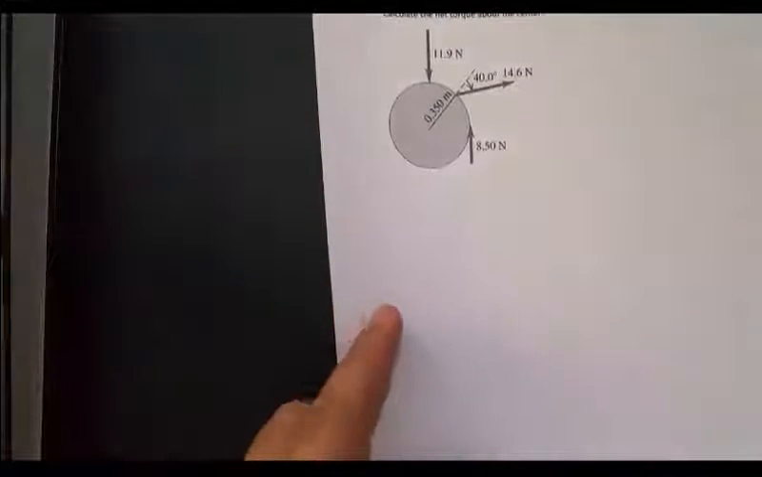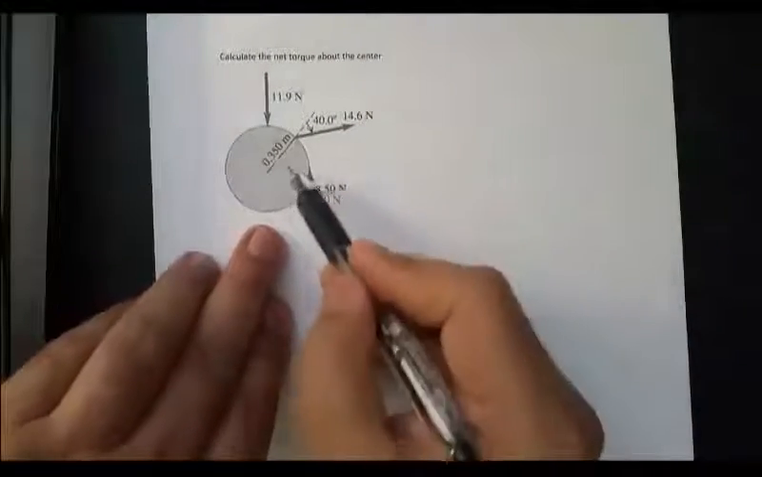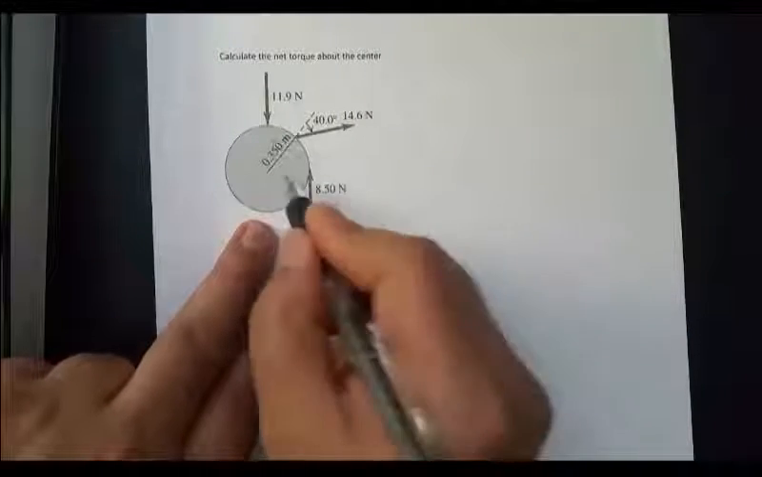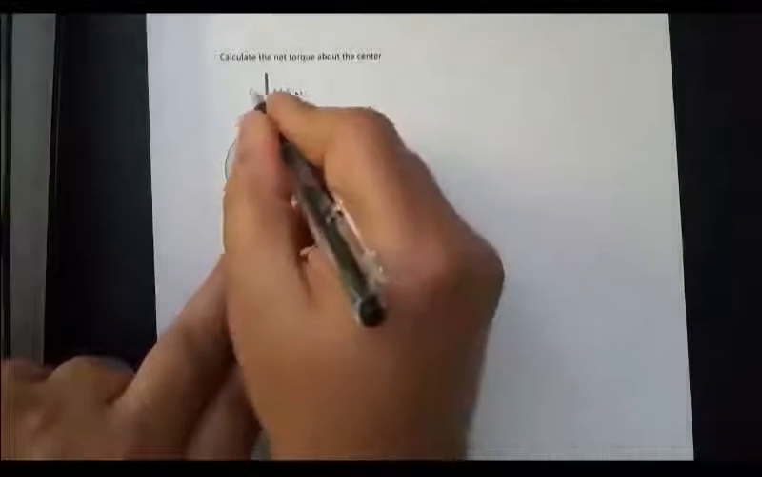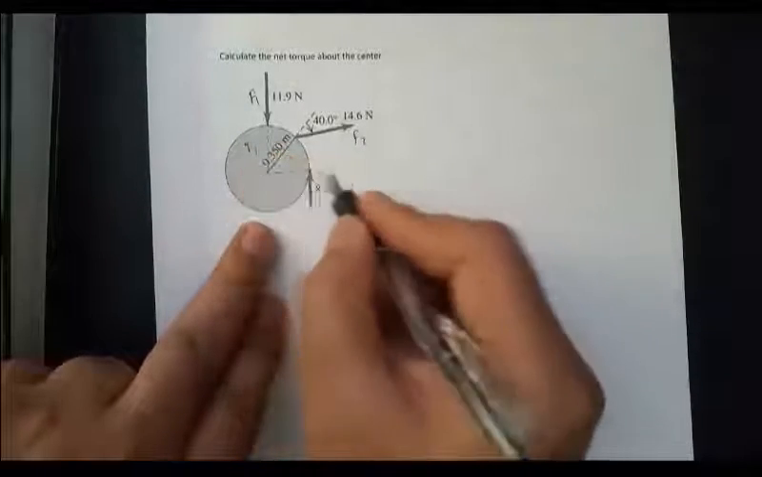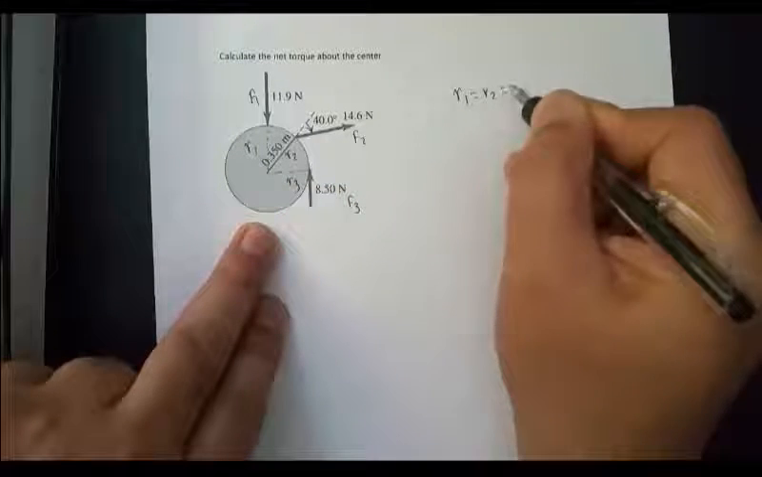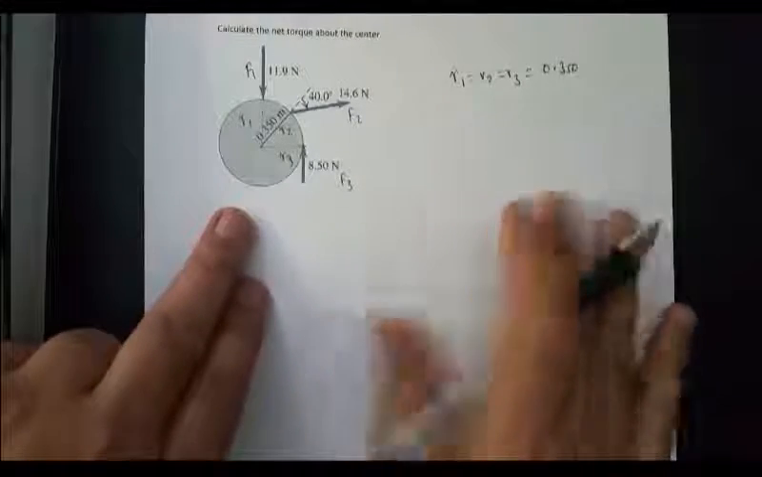Okay, next I will just give you some idea. This disk is acted on by three different forces acting at different points. I will just give you the basic idea. First, you need to figure out the forces. Let's call them F1, F2, F3, right? So this is R1, this is R2, R3. R1, R2, R3 are all equal to 0.35, and you do exactly the same thing.